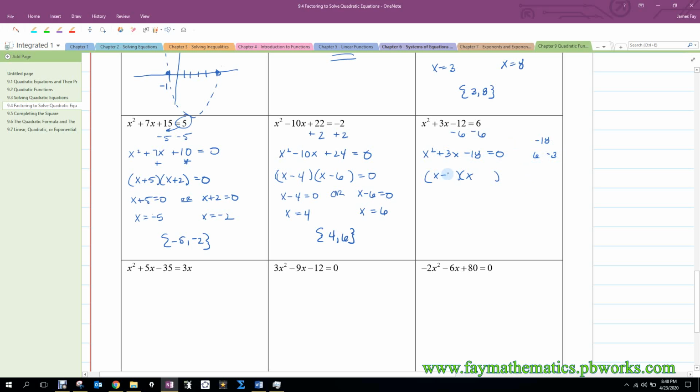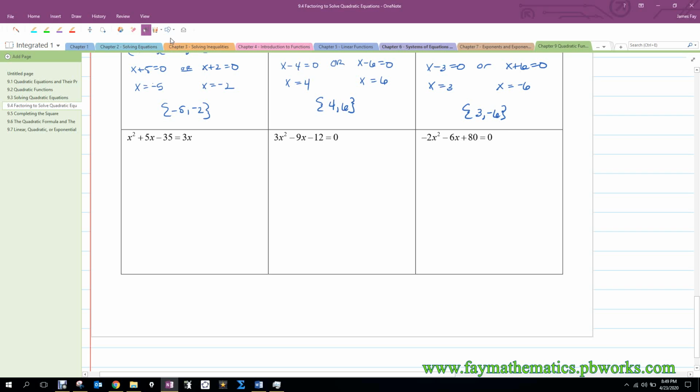So it'd be x minus 3, x plus 6 equals 0. So now I can say x minus 3 is equal to 0, or x plus 6 is equal to 0. Add 3 to both sides. Here I'll subtract 6 from both sides. So 3 and negative 6 are my two solutions.